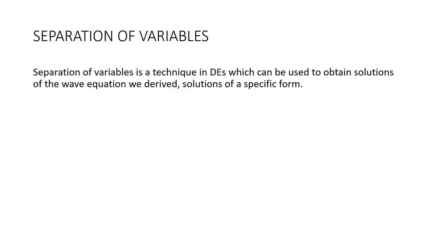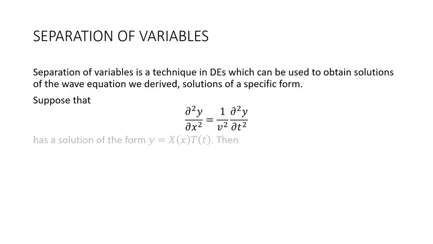It's a technique which we use to hunt for solutions of a specific form. Specifically, we suppose that our wave equation in one dimension has a solution of this form. We don't know if it does. We're going to see, perhaps it does. We're going to do that by substituting it into the differential equation, in which case we just get this.